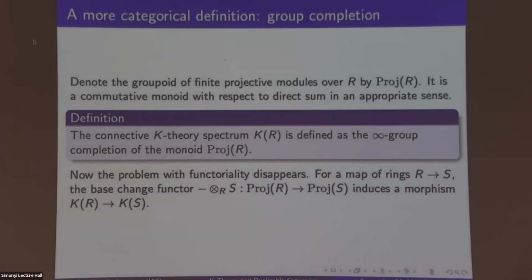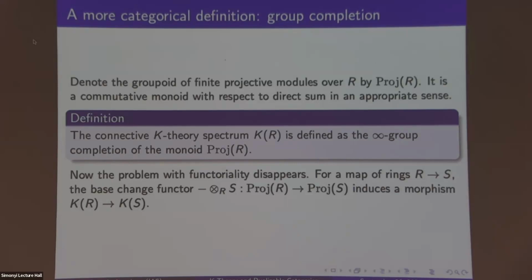Okay, so now let me introduce the following notation. I take the groupoid of finite projective modules over my ring R, and I denote it by proj R. And it's a commutative monoid with respect to direct sums, in a very strict sense; there is a way to make sense of it. I can actually make it a definition. It's not just some abstract thing.